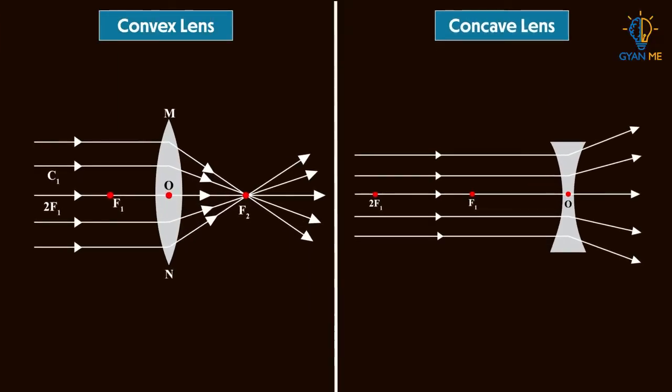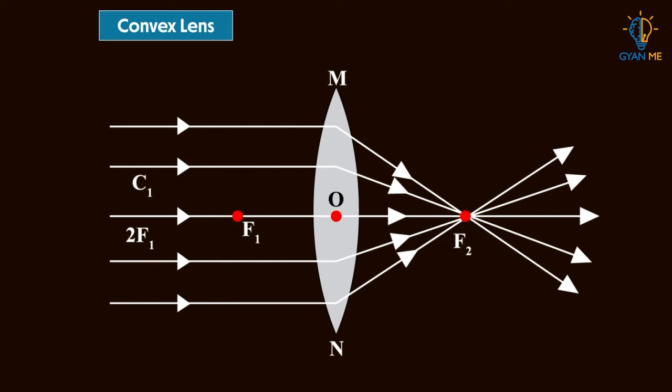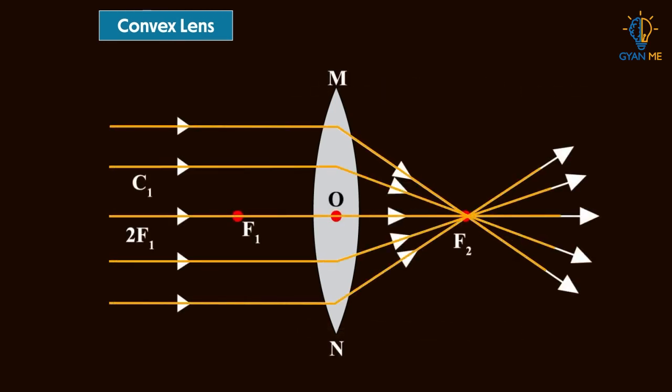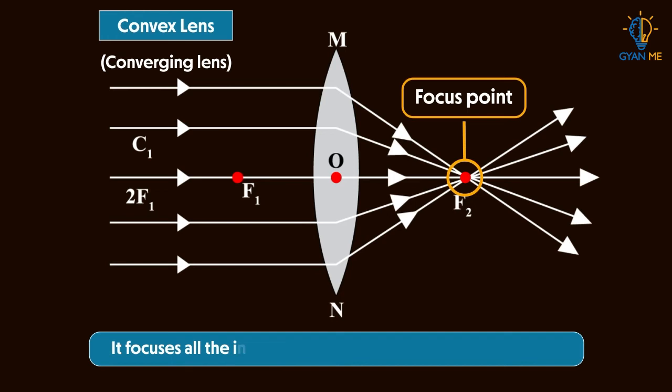Yes, you already know that when light passes through a lens, it either diverges or converges. When light passes through a convex lens, yes, the lens which is thick in the middle and thin at the edges, all the rays converge at one point. As a convex lens is a converging one, it focuses all the incident light at one point, called the focus point.